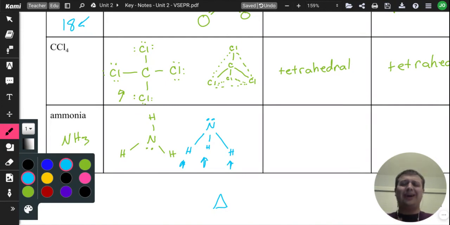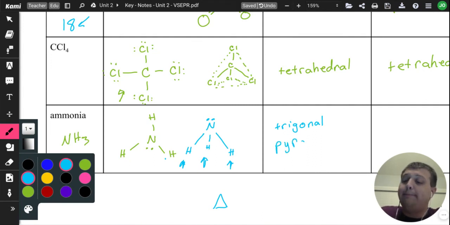Okay, so again, we talked about how this kind of looks like a pyramid. Well, how many sides on this pyramid? There's 1, 2, 3 things attached to this. So this is trigonal, and it's actually a pyramid shape, so it's 3D, so it's trigonal pyramidal. Sometimes it's called pyramidal. So this is trigonal pyramidal.